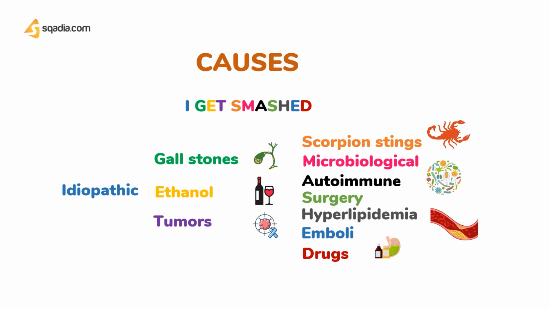So I get smashed is the mnemonic that you can remember to keep in mind the causes, and just never forget that gallstones and ethanol, these are the two most common and most important causes of acute pancreatitis.